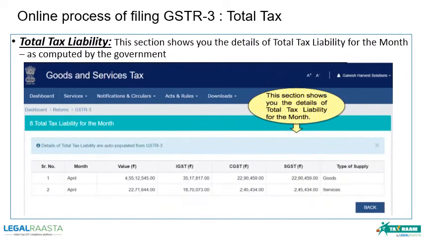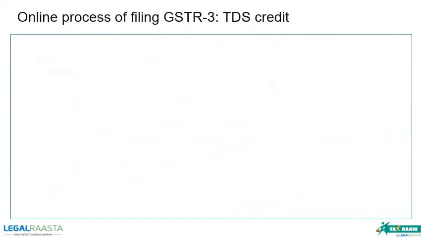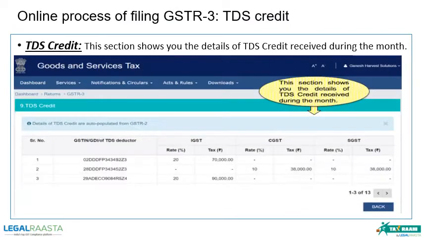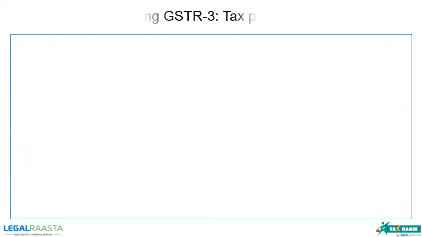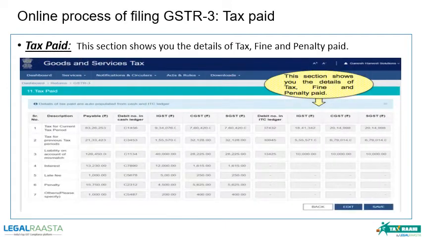The total tax liability section shows the details of total tax liability for the month. By clicking on TDS credit, you can see the details of TDS credit received during the month. The tax paid section shows you the details of tax, fine and penalty paid during the period.